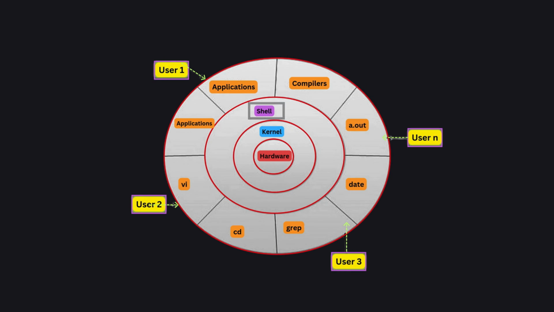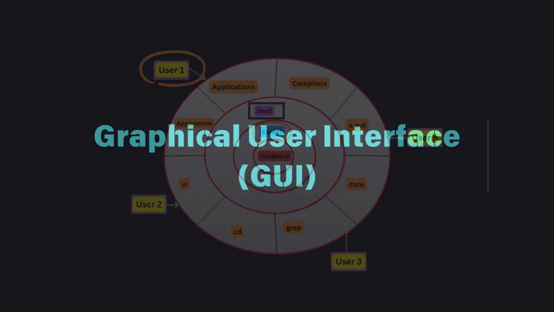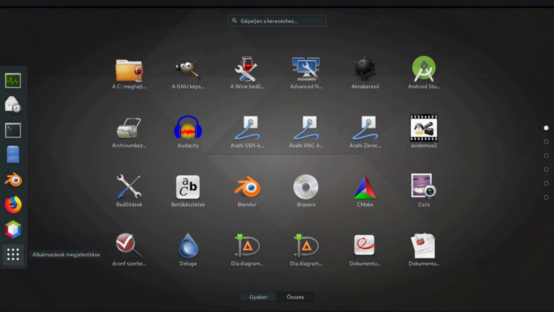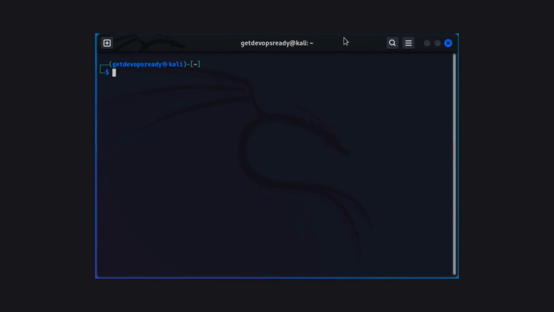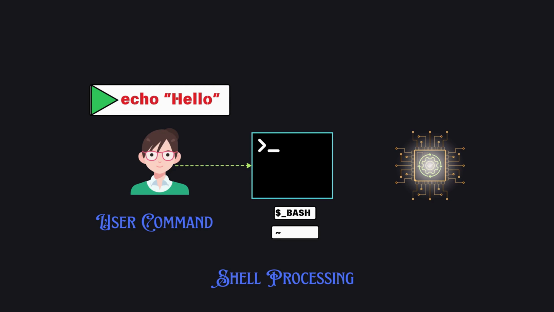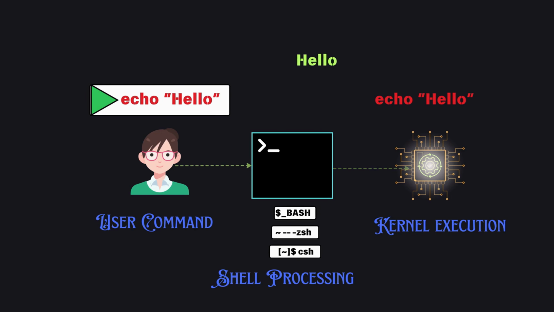The shell is the interface between the user and the kernel. It can be a graphical user interface like what we see in Windows or desktop environments in Linux, for example GNOME, KDE, or a command line interface like the terminal in Linux. In Linux, if you're working in a terminal, you're interacting with shells like bash, zsh, or csh. The shell forwards user commands to the kernel for execution.